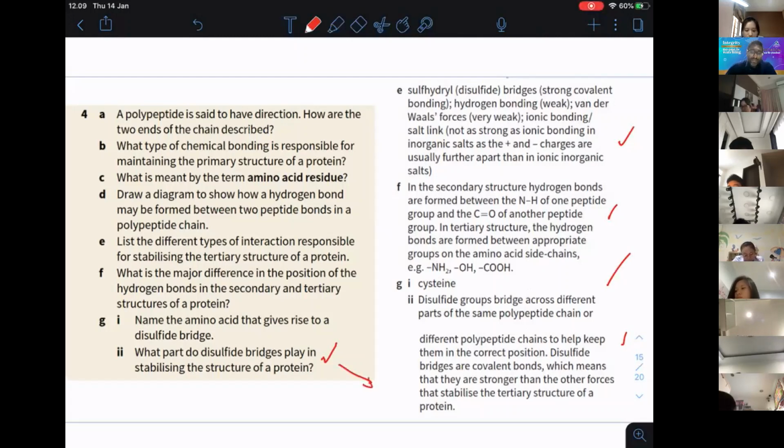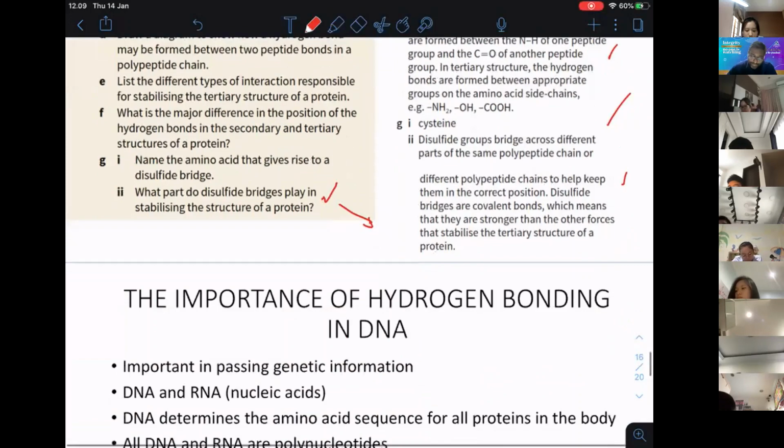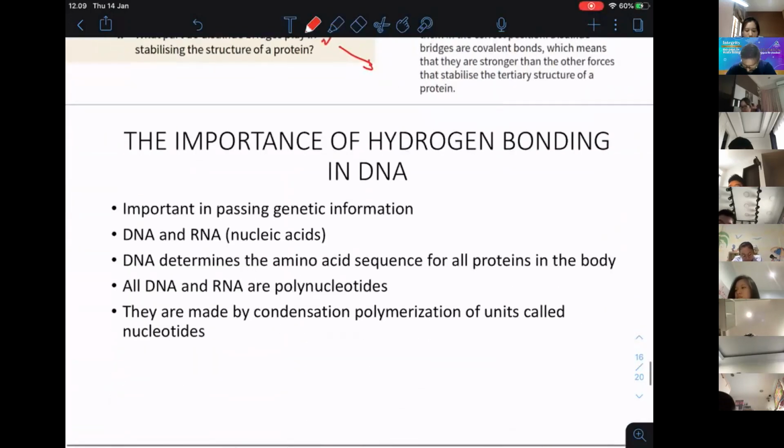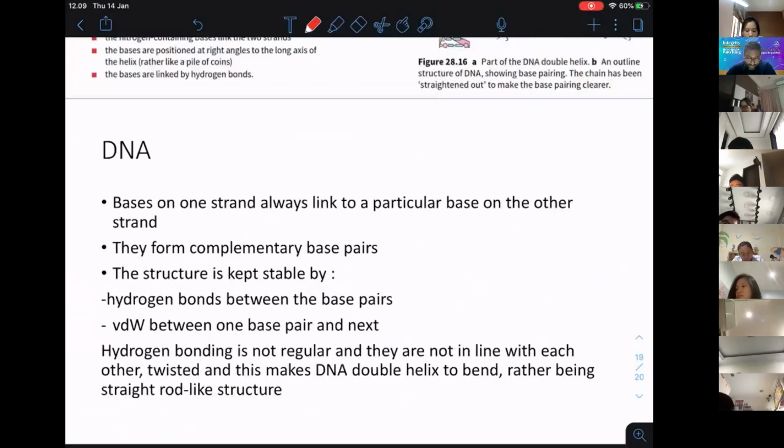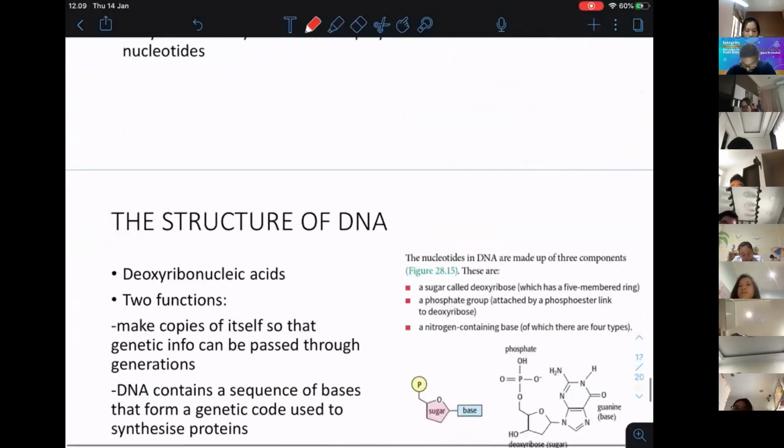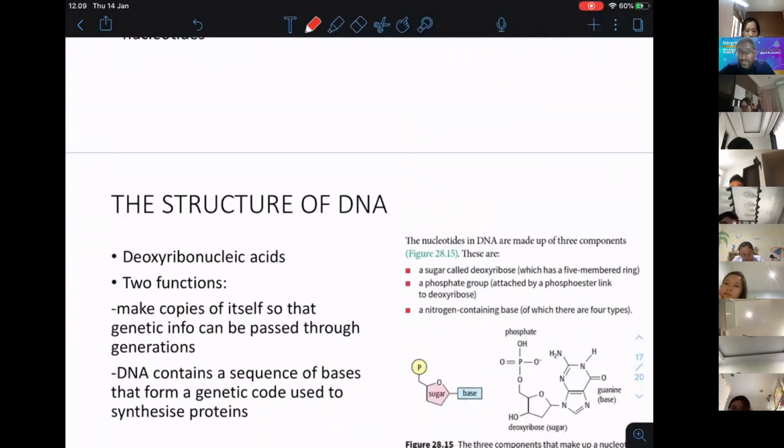Please read. So now, the last part over here, we are going to look into DNA. I told you we can definitely finish the chapter today. There's no need to focus so much here. Even DNA, they used to ask a lot of questions, but now no more.